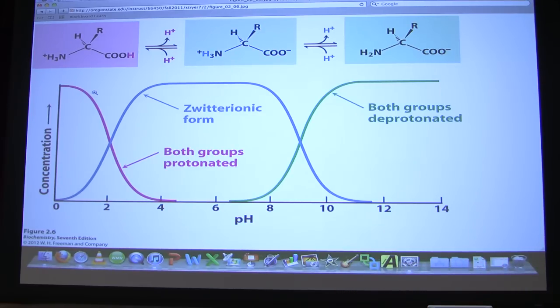We are concerned in ionization about protons being on or off. Okay? The rule I'm going to give you is as follows. If the pH of a solution is 1 or more units below the pKa, the proton of that group is on. If the pH of a solution is more than 1 unit below the pKa of a group, the proton is on that group. If the pH of a solution is more than 1 unit above the pKa of a group, the proton is off.